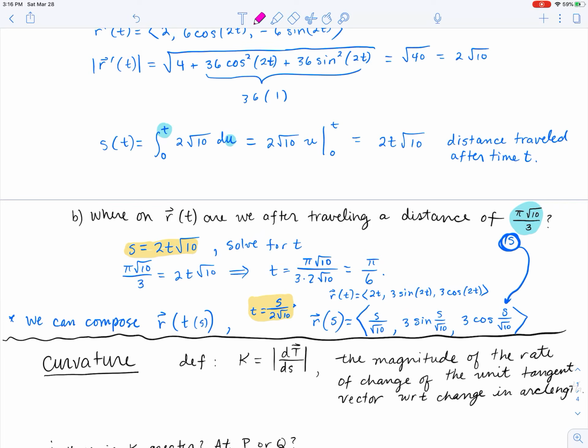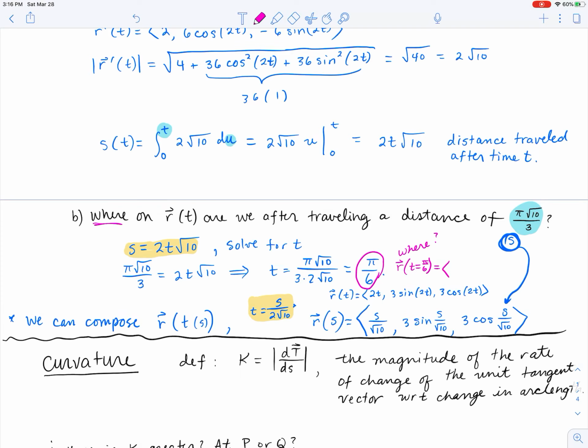I don't know that I answered the question in part B. It says where, and I answered pi over 6, and that's not where, that's when. So what I would want to do is, where would I be if I put in the one that I have in terms of t, so r of t, not r of s. R of s is an alternative way to get this answer, okay? So this is r evaluated at t equals pi over 6.